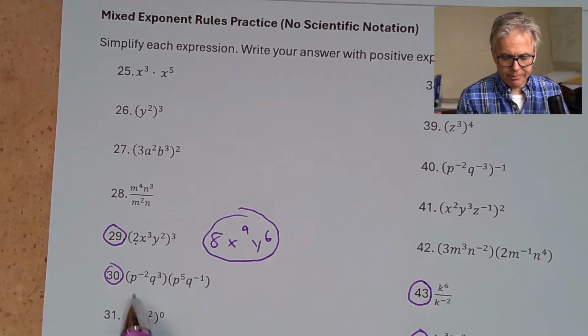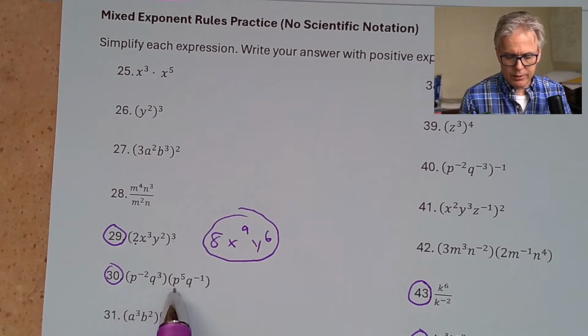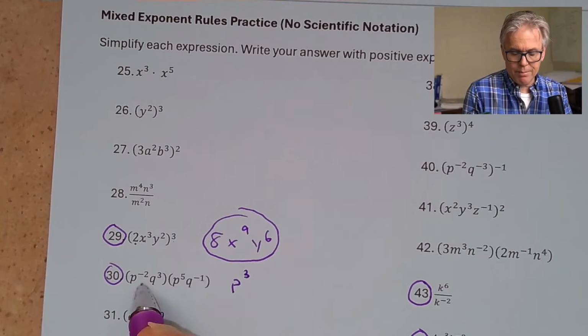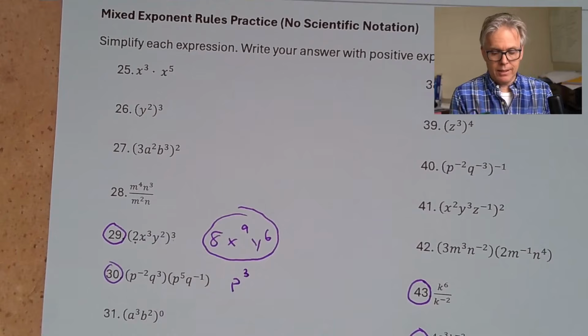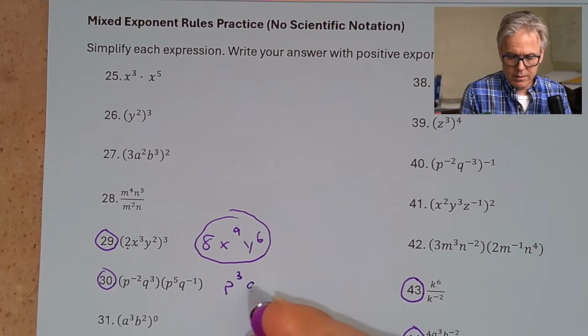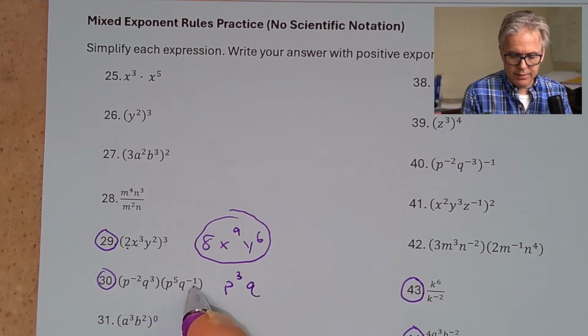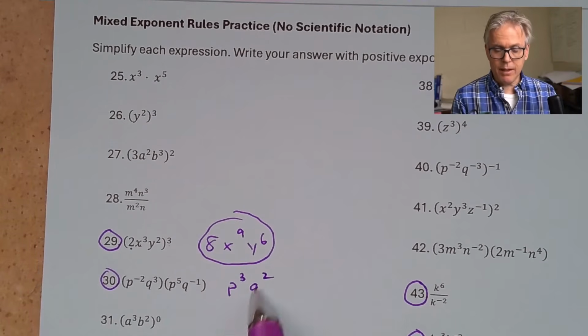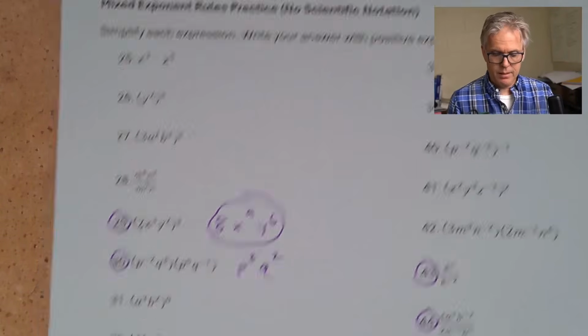Now what about number 30? So 30, I have a chance to combine these. So p to the negative 2 times p to the 5th is p cubed. Why? Because 5 minus 2 is 3. I'm adding those together. And similar here, q: 3 plus negative 1 is 2. Now, if any had come out negative, I would go ahead and take care of that.